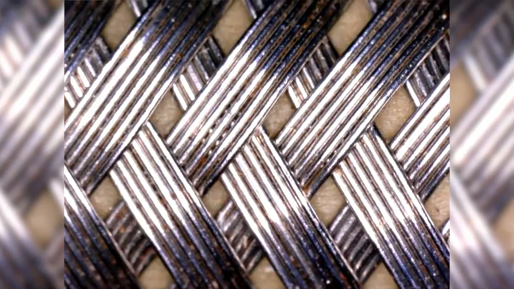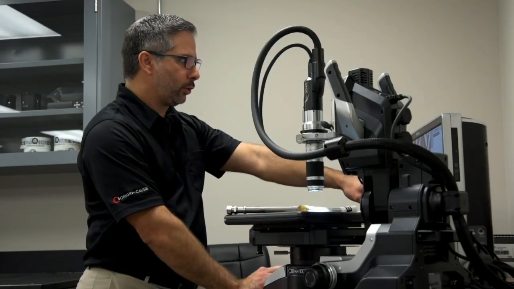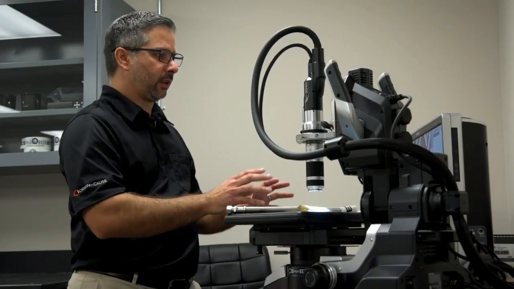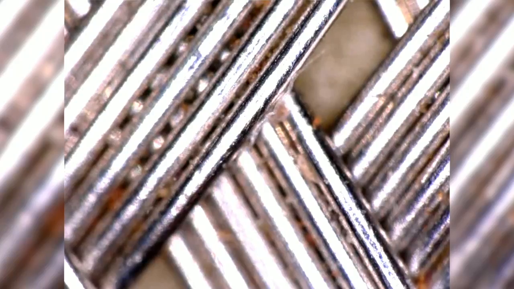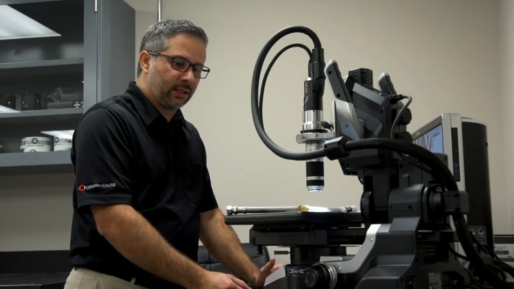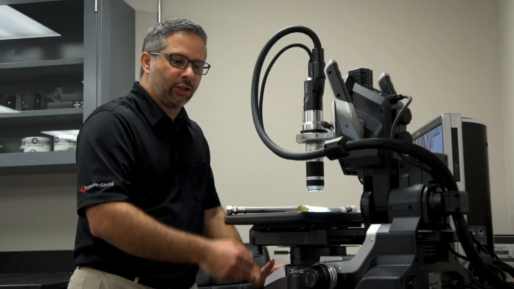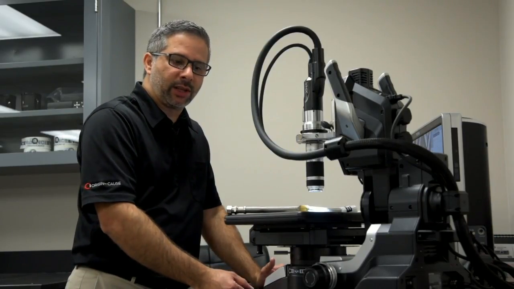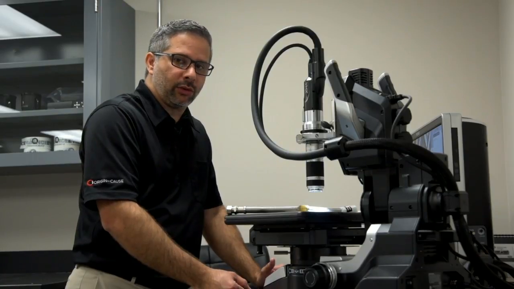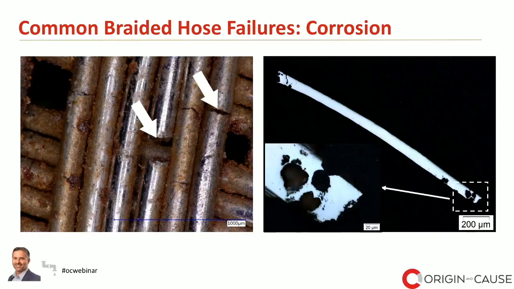So let me show you here how these braids should look. You can see they should look smooth without any signs of pitting or cracking, and that's what we want to see. We don't want to see any cracking, any corrosion there. Unfortunately, we see these types of failures very often, and you can see the braided hose. It's very hard to tell whether there was an issue on it beforehand.